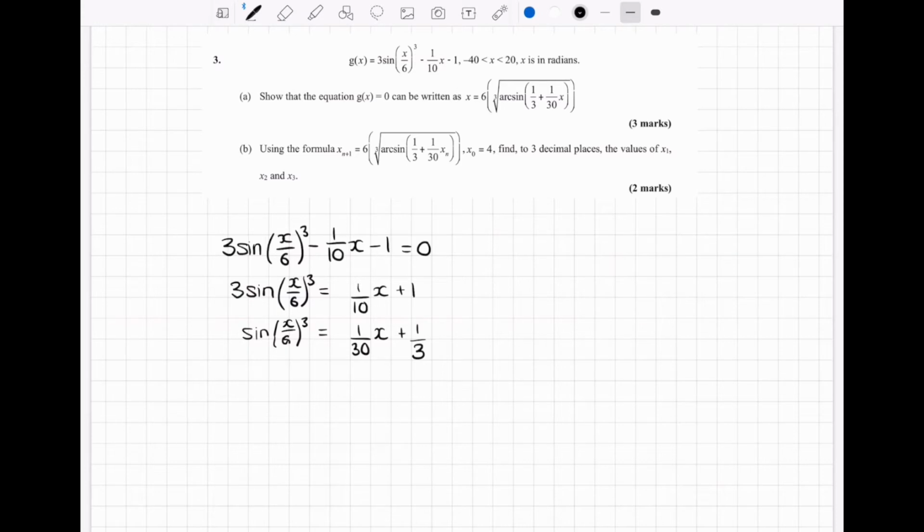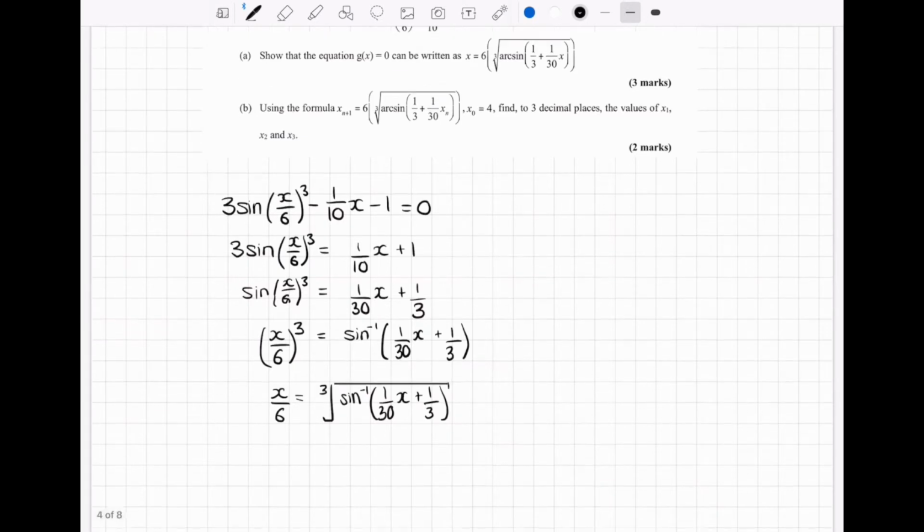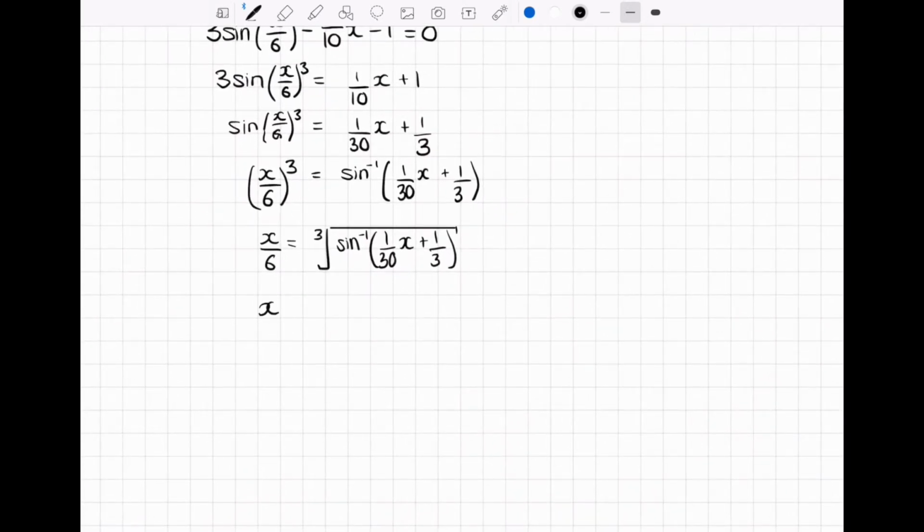So if I start taking things over to the other side, 1/10 x plus 1 over to the other side, divide all of that by 3, then take sine to the minus 1, which is the same as arcsine, so it doesn't matter which one you write. Then take the cube root to get rid of that cubed, and then multiply everything by 6.